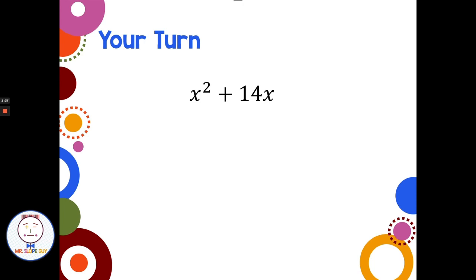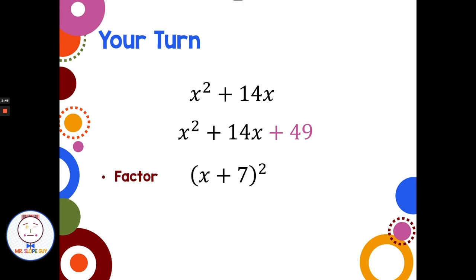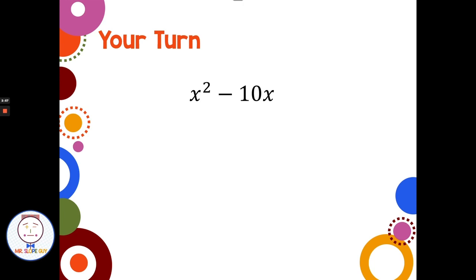All right, welcome back. So half of 14 is 7. 7 squared is 49, so I'm going to add 49. And then in factored form, that would be (x plus 7) quantity squared. All right, you guys try another one. Try x squared minus 10x.